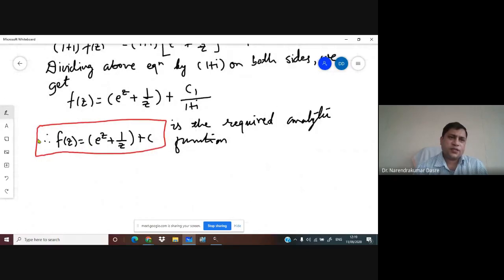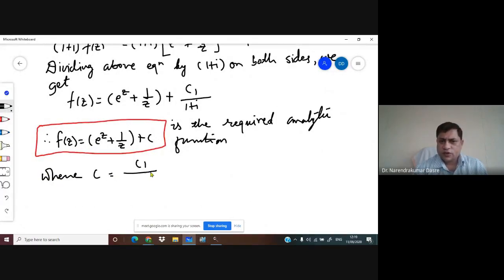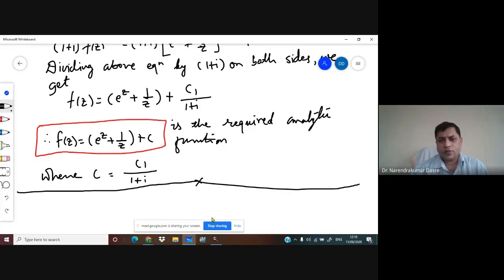Okay. So now we can have this as, this is equal to 1 plus i. Here we have the integration of e raised to z is e raised to z. The integration of 1 upon z square is 1 by z, and plus c. So this is (1 plus i) into f of z. Now we don't want this 1 plus i. We want only f of z.